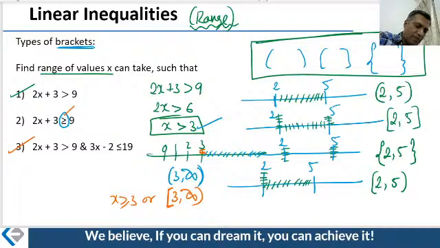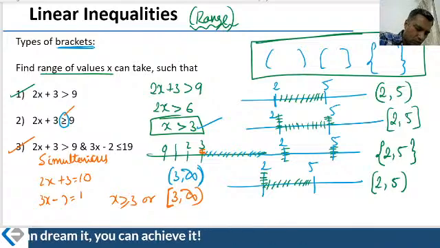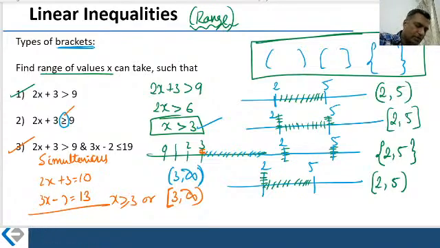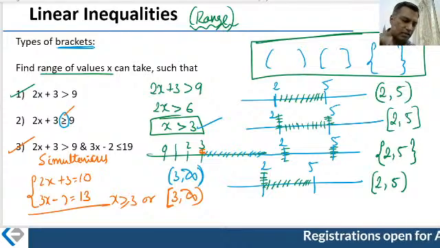Okay, now let's come to the third question here. This is called a simultaneous linear inequality. Simultaneous means I want the value of x which satisfies both of them. See, for example, if you have 2x plus 3 is equal to 10 and 3x minus 7 is equal to 13, let's say. What do you mean by this? Simultaneous. You have to get the value of x.